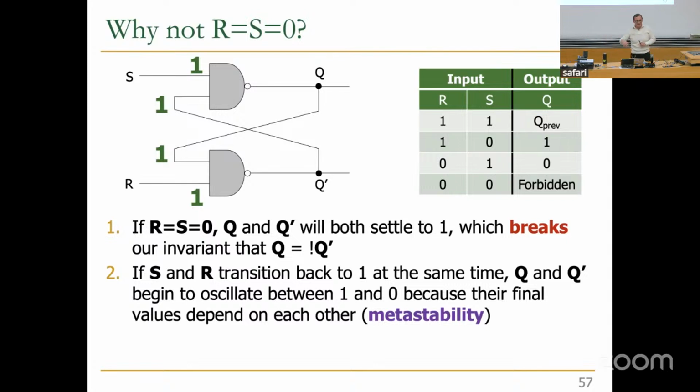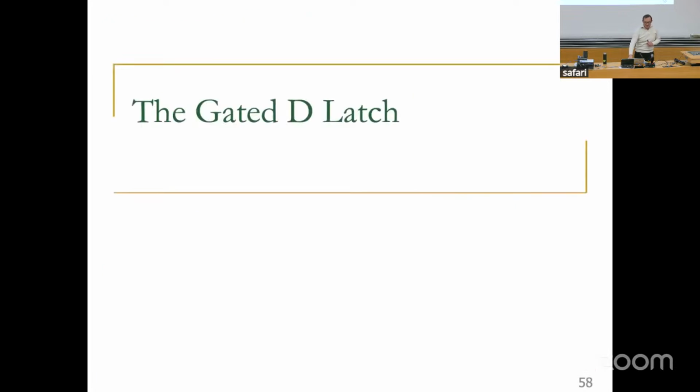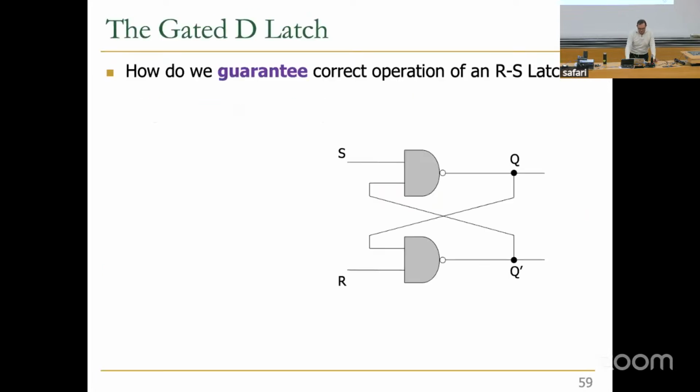Random number generators actually take advantage of some sort of lower level hardware unpredictableness. And this could be one of those. Okay, we're going to talk about that. Essentially, we don't want to do that. So how do we fix the problem? Let me introduce the gated D latch, and we're going to take a break.